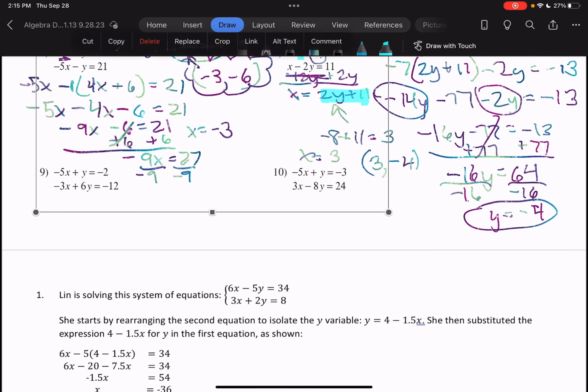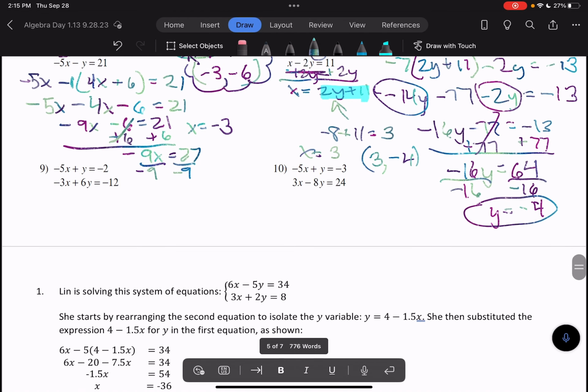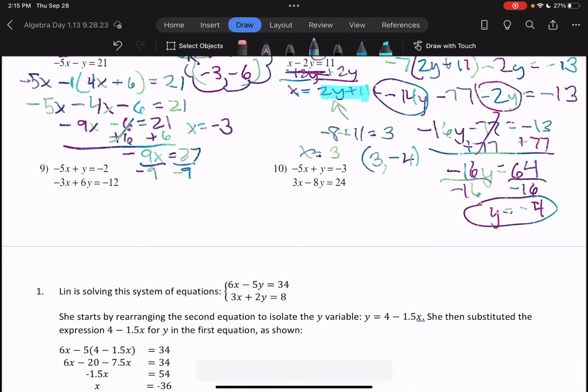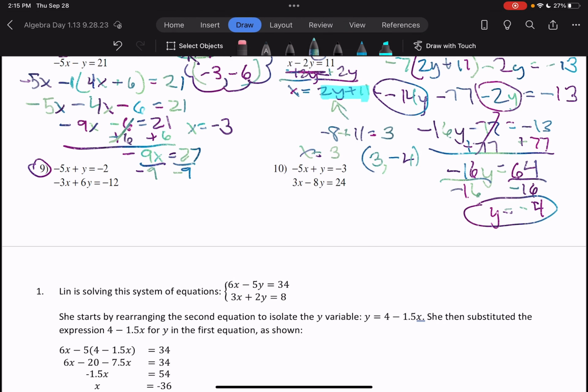All right. I'm going to go ahead and show you one more with number 9, and then I want you to do 10 by yourself. So similarly to the last one, y is already by itself here. So I'm going to use the first equation and solve for y, because that seems like the easiest thing to solve for, by adding 5x to both sides. So this will give me y equals 5x minus 2.